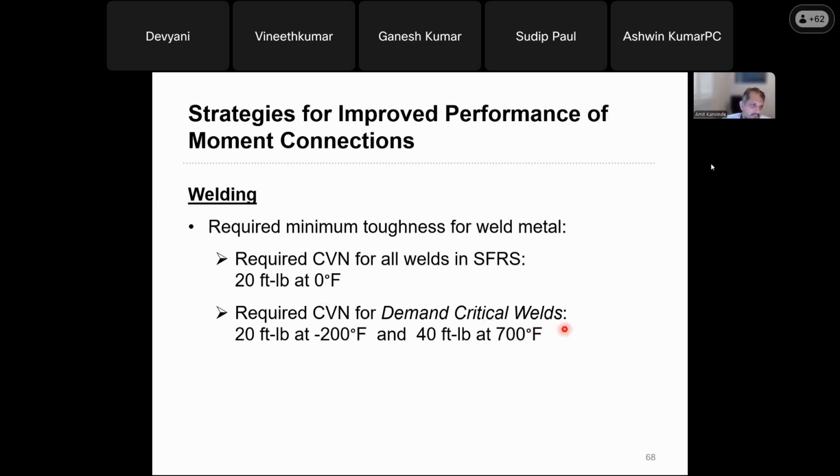Doing each of these things is again expensive. Requiring these things is expensive. Having these materials is expensive, but it assures ductile performance. So you want to use materials that have toughness.